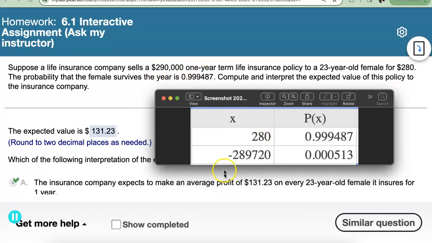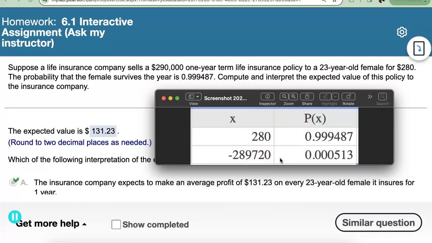So we'll subtract those two, and the insurance company must pay out $289,720 when we net those two. And to get this probability that the person will die, we would just take 1 minus the probability that the person lives. Okay, so at this point we have all the different scenarios that could possibly happen in this situation.